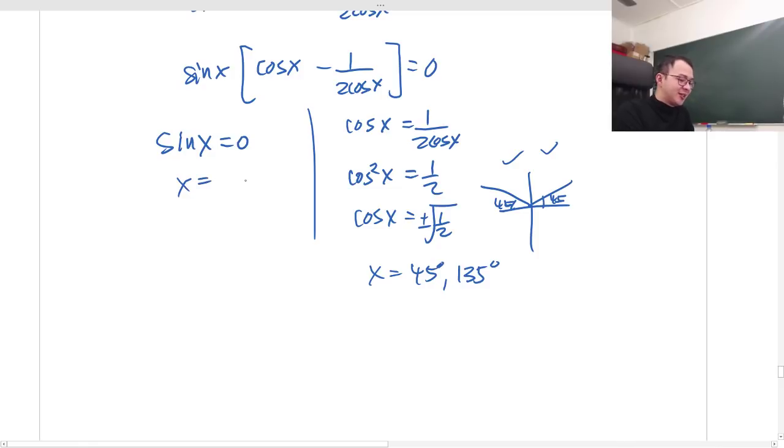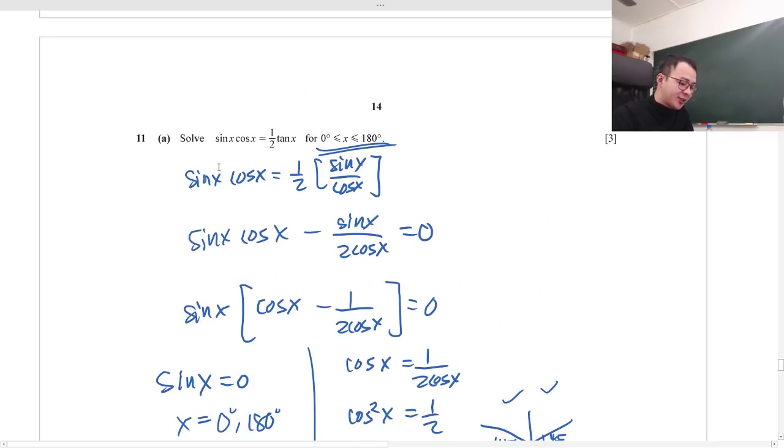And this one, sine will get 0. You should know which is 0 and 180. Because this range over here is given the 0 and 180. So it's an equal sign here. So you basically need to include the 0 and 180 here.